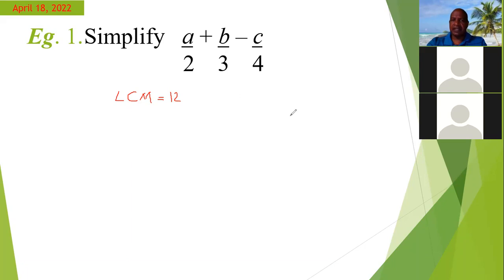So after we find the LCM, what do we do now, Miss Green? Miss Green? Are you there, Miss Green? So only two of you know, you have to participate.